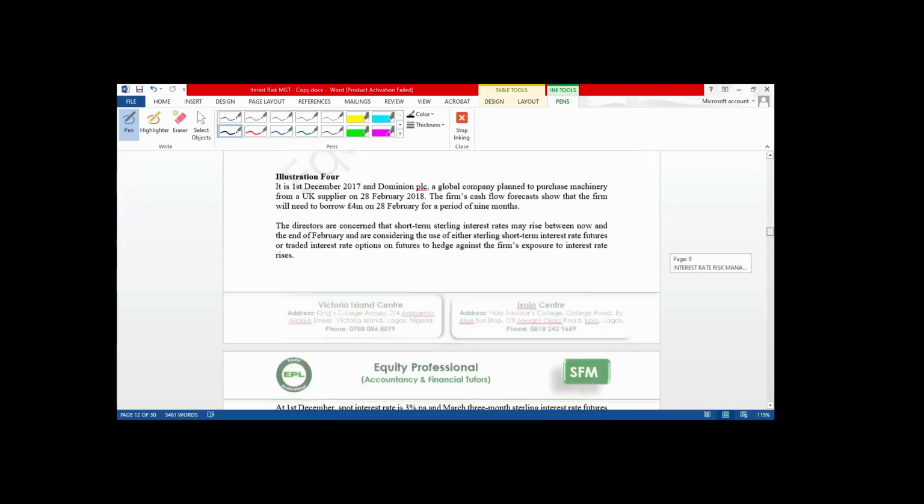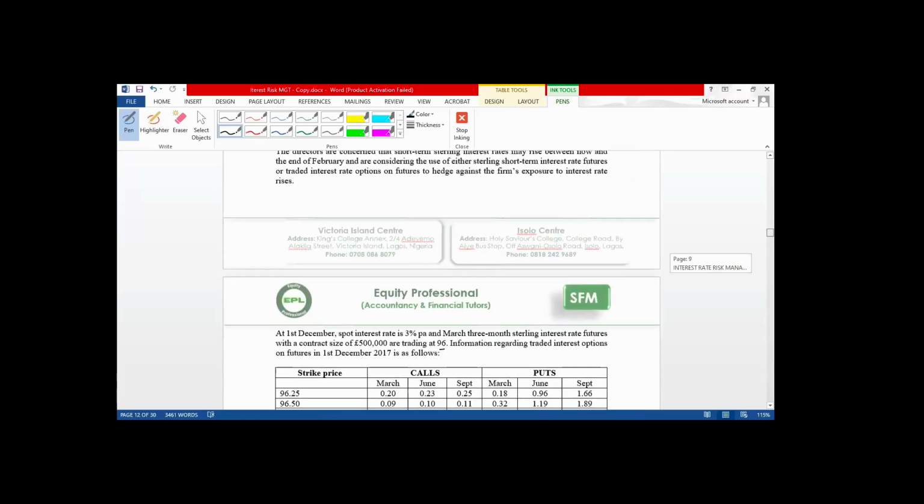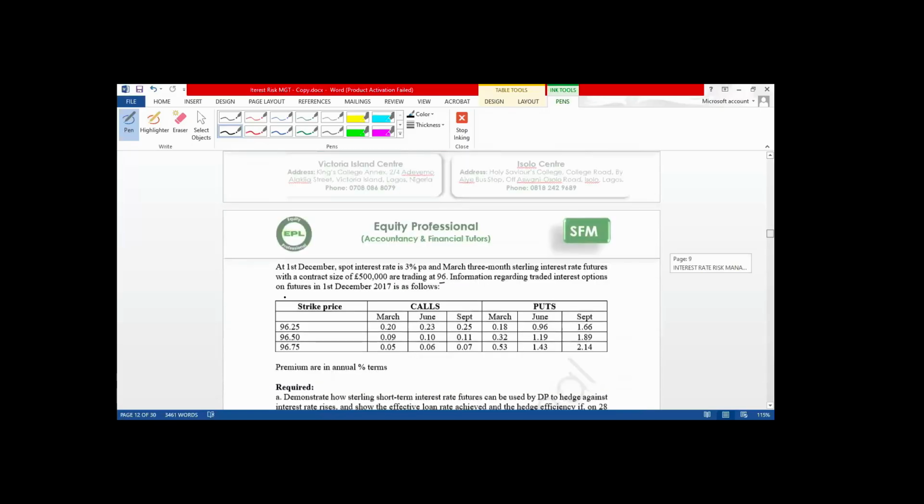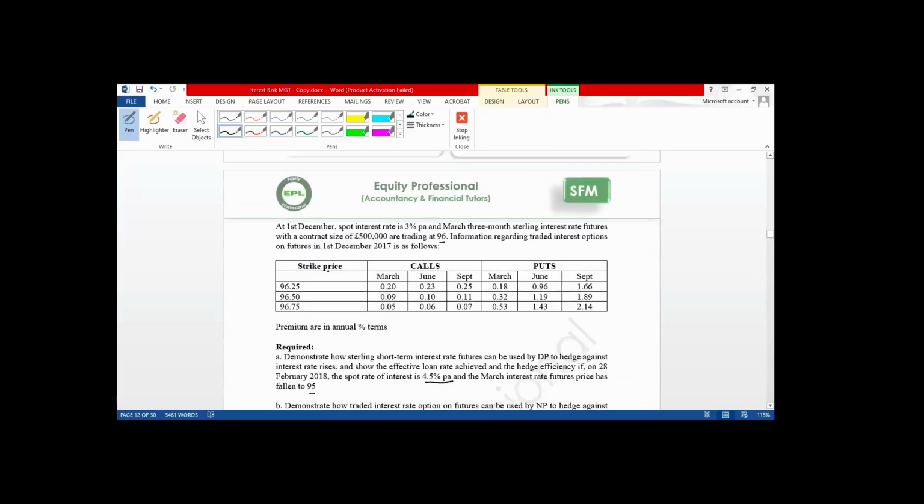Where is the question? We have three prices. Look at it. Strike price, 96.25, 96.50, 96.75. Three prices for March. Which of the prices are we going to select now? That will take you to step 4.